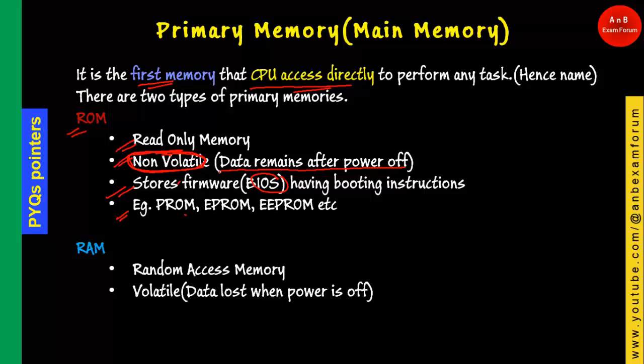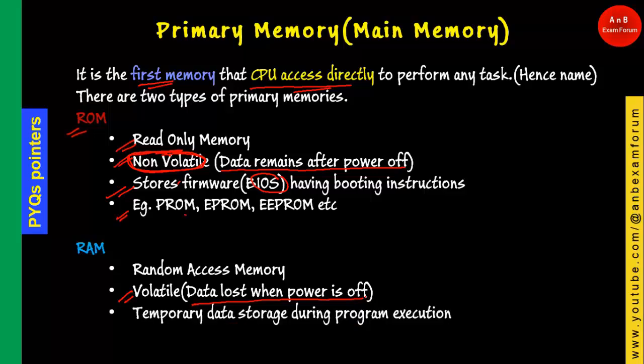Coming to the RAM, as the word suggests, random access memory, and it is a volatile memory. Why is it called volatile? Because data is lost when power is off. If you turn off the PC, whatever is inside the RAM will be lost. It is basically used to store data temporarily, whereas ROM is used to store data permanently, and RAM is used during the execution of the program. And there are 4 types of RAM: SRAM, DRAM, SDRAM, and DDR RAM.